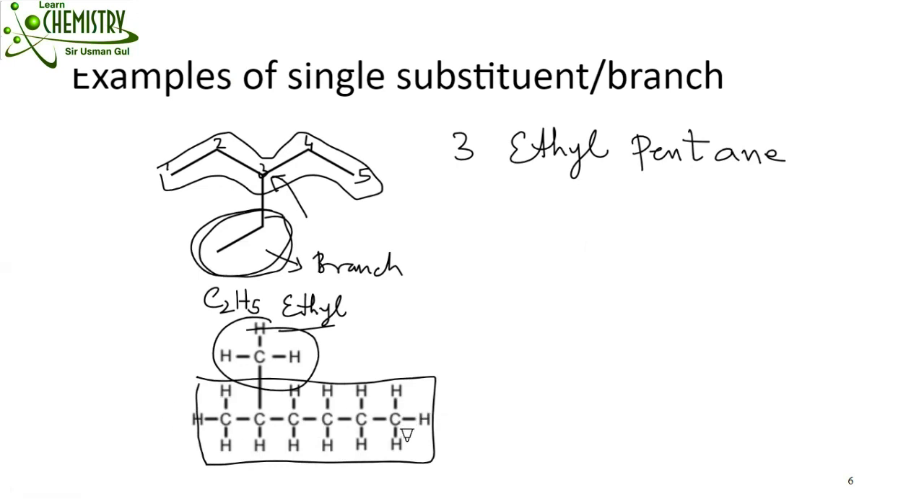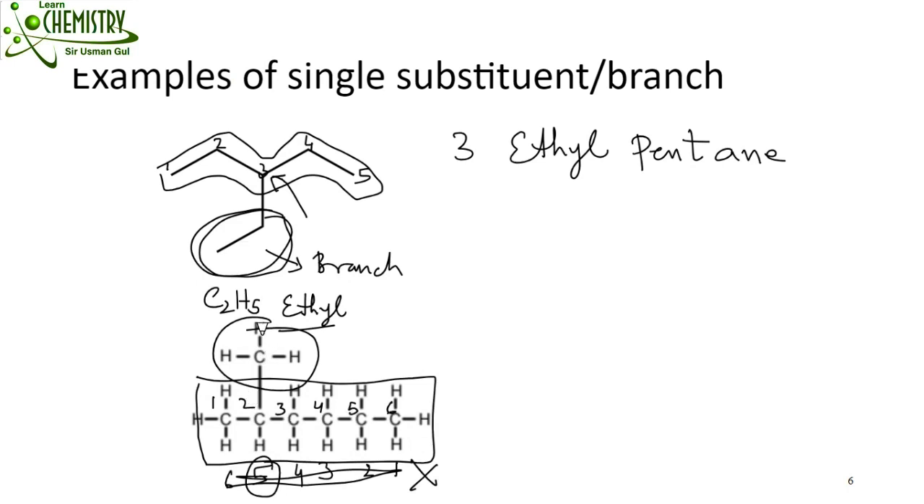If I start numbering from the right hand side, 1, 2, 3, 4, 5, 6, I'm getting the branch on carbon number 5. Or if I start the numbering from the left hand side, 1, 2, you can clearly see I'm getting the branch on the second carbon. So it means the first numbering is not correct. So according to this numbering, let me complete it.